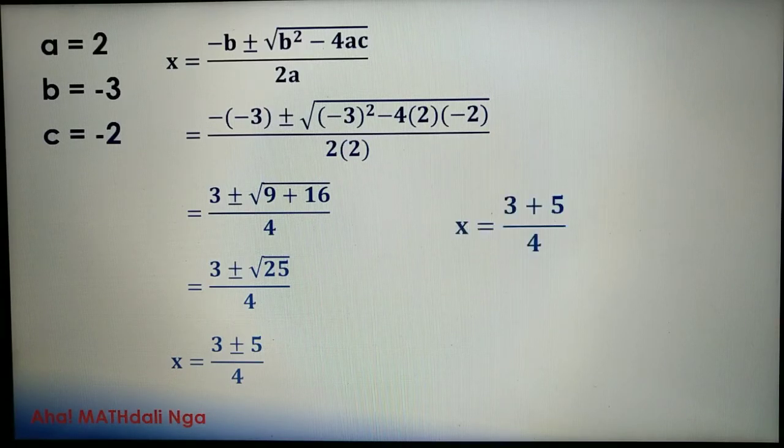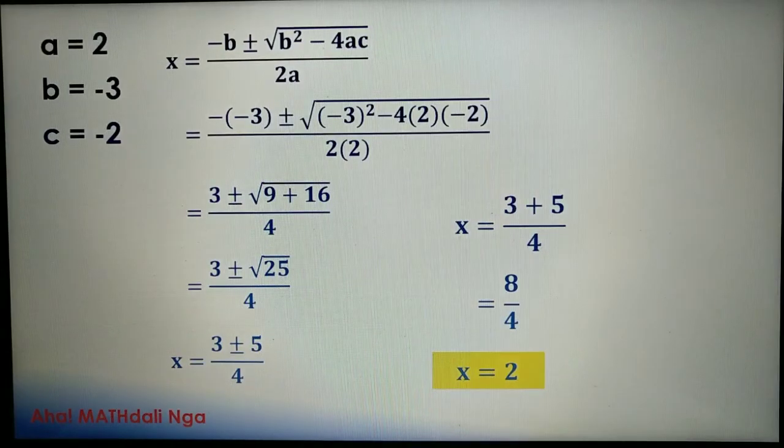positive 5. So we have x is equal to 3 plus 5 all over 4. We have 8 over 4. 8 divided by 4 is equal to positive 2. Positive 2 is the first value of the variable x. Let's find the other value of x.